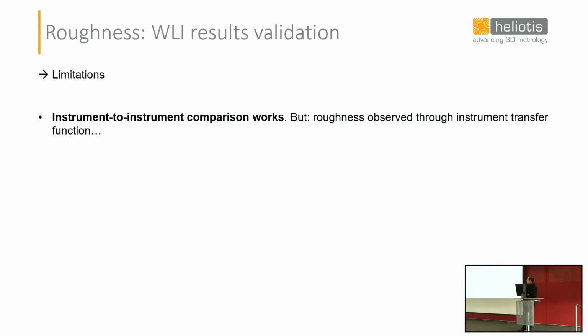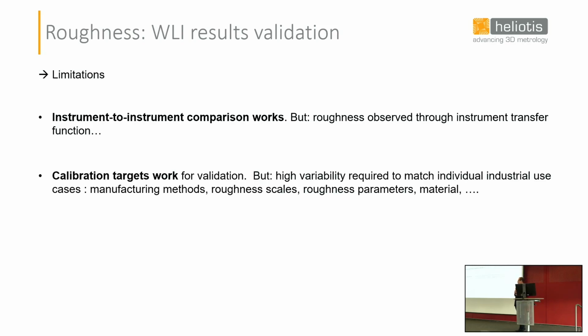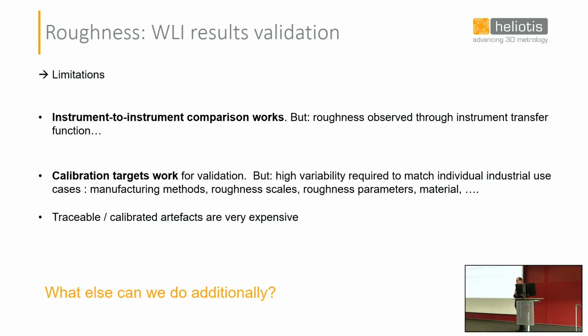So we have seen the limitations. We have seen the limitation of direct comparability because of transfer functions. We have seen the limitations of calibration targets in terms of exposing certain parameters only and not covering the range of your manufacturing processes, and being, of course, really expensive, especially if you want something traceable. So what can you do? And the answer to that is use the complexity to your benefit.